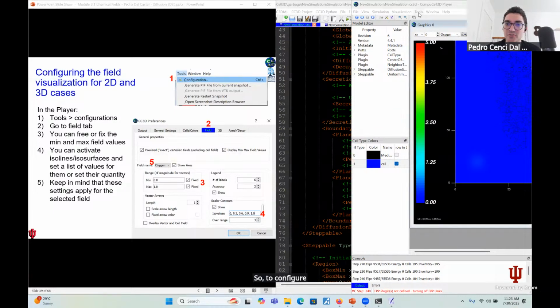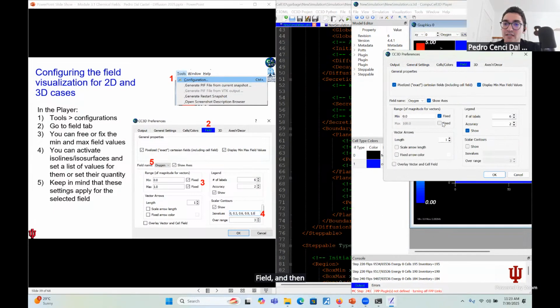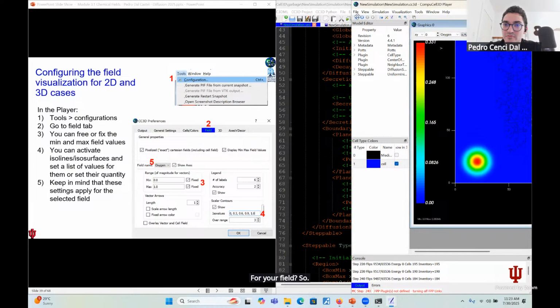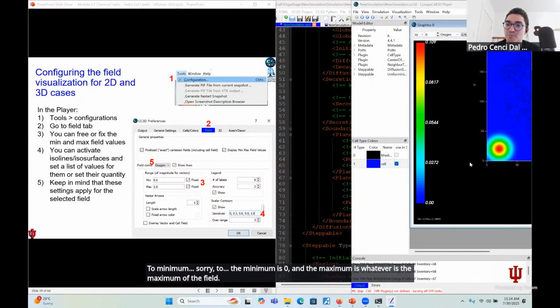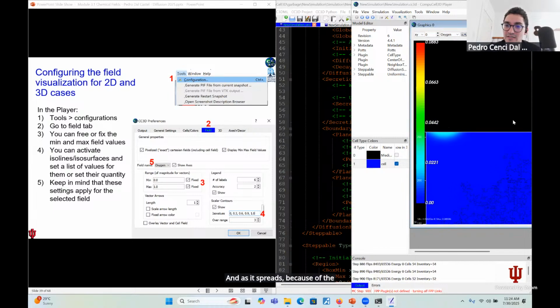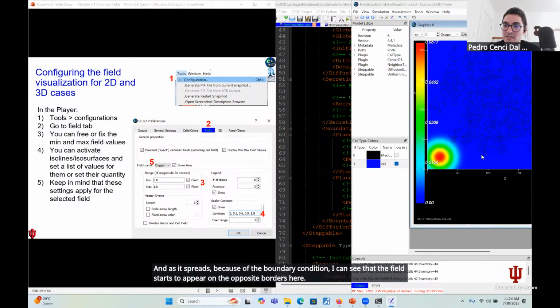To configure your field visualization, you go to Tools, Configuration, Field, and then here you can set a minimum and a maximum for your field. Now you can see that the color bar here is rescaling, the minimum is 0 and the maximum is whatever is the maximum of the field. And as it spreads, because of the boundary condition, I can see that the field starts to appear on the opposite borders here. So I see that some people got it correct.